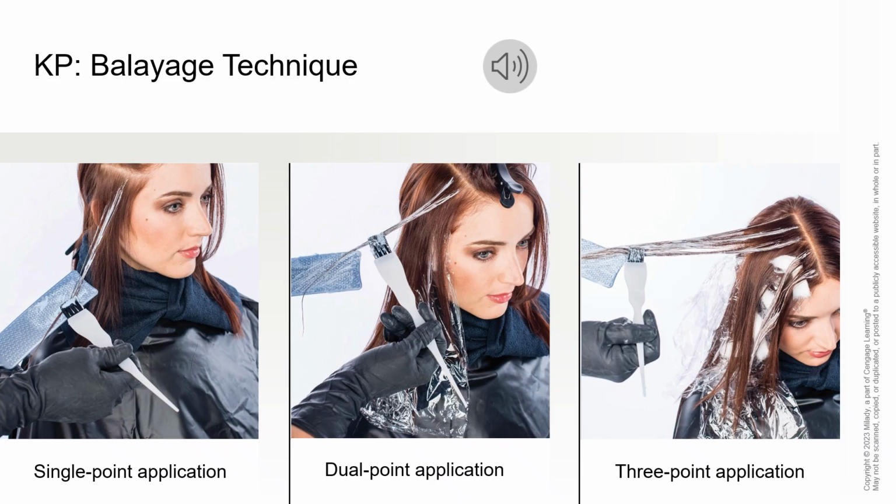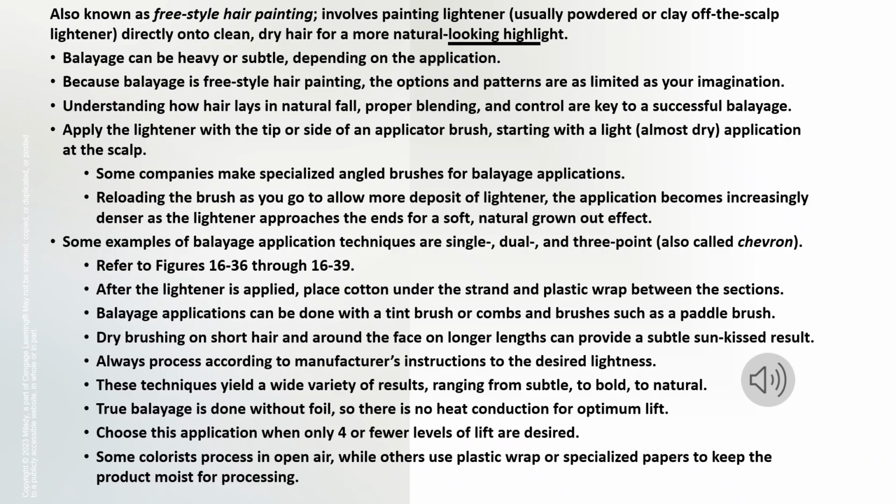Balayage technique: single point application, dual point application, and 3-point application. Also known as freestyle hair painting, it involves painting lightener, usually powdered or clay off-the-scalp lightener, directly onto clean, dry hair for a more natural looking highlight. Balayage can be heavy or subtle depending on the application. Because balayage is freestyle hair painting, the options and patterns are as limited as your imagination. Understanding how hair lays in natural fall, proper blending, and control are key to a successful balayage.